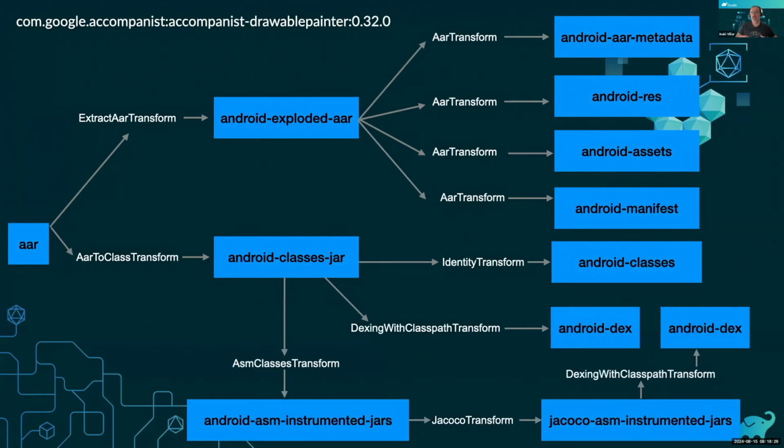But the reality is, as I mentioned, with 20 transforms it is complex. So this could be just a subset of what's going on with one single dependency across the build in terms of artifact transform dependencies. Now let's pick one specific transform, the AarTransform that goes from Android-exploded-AAR to Android manifest.